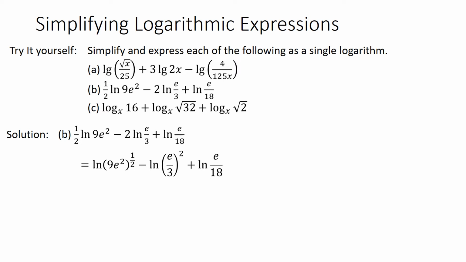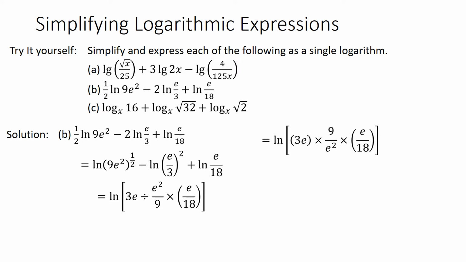Now, when we reach this level, we can see that these 3 lns, we have minus and plus. We can apply law number 1 and law number 2. So the minus becomes divide, the plus becomes multiply. Hence, it will be ln 3e divided by e squared over 9, times e over 18, which will become ln 3e times 9 over e squared times e over 18. Further simplify, we get ln 3/2. So this is the final answer.